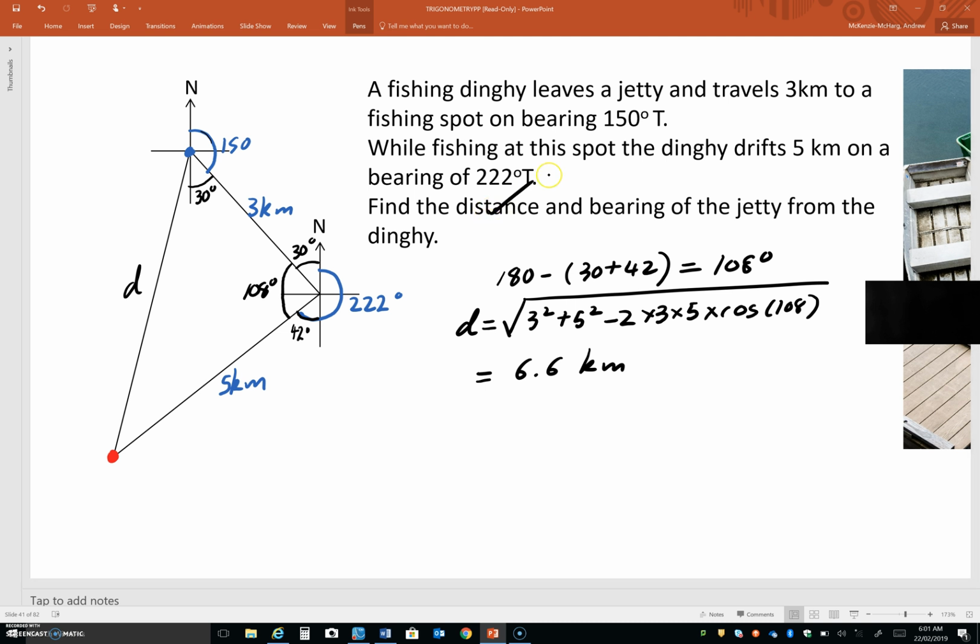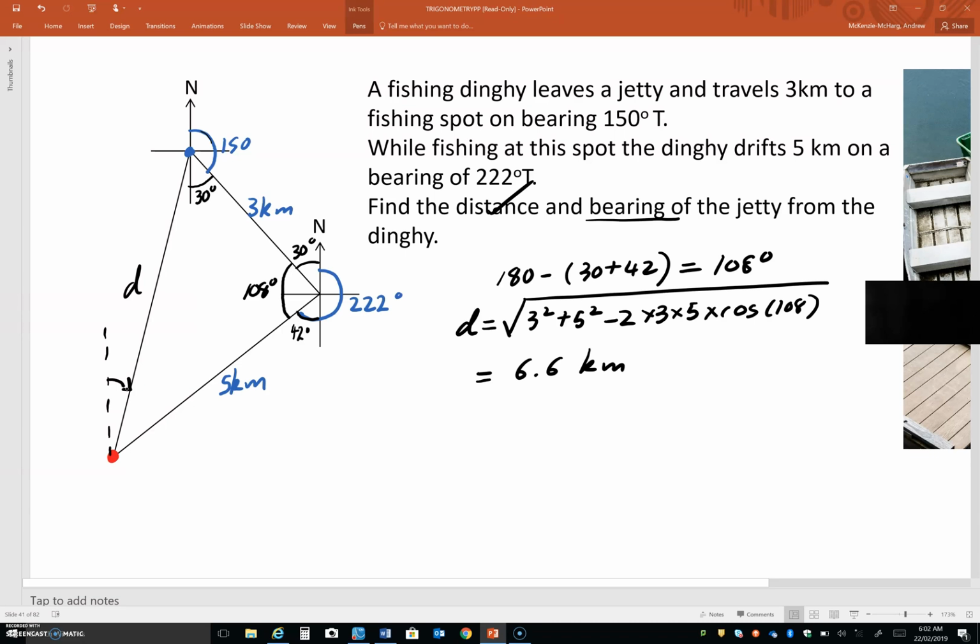Now, we've calculated that distance. The other part of this question is asking us for the bearing. So essentially they want to know, if you're at the red dot at the finish here, what direction are you looking at the blue dot, the starting point? So really what we're trying to do is find that angle here, so we know how far from north to look at from the red dot to the blue dot.